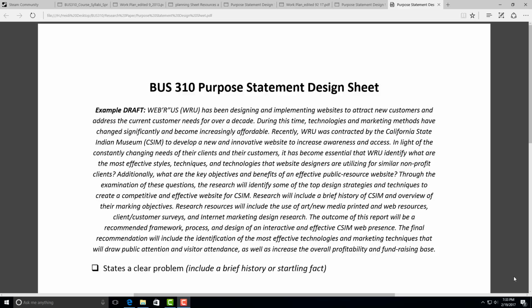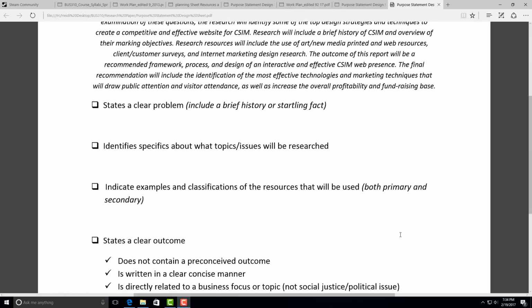The purpose statement is imperative for the design of your research paper. Once you have selected your topic and your topic has been approved, the next step will be composing a half page at most paragraph that is your purpose statement. And your purpose statement contains the following 4 criteria.